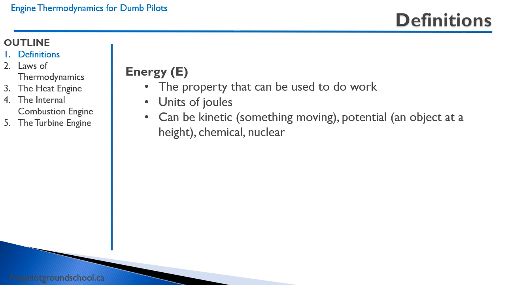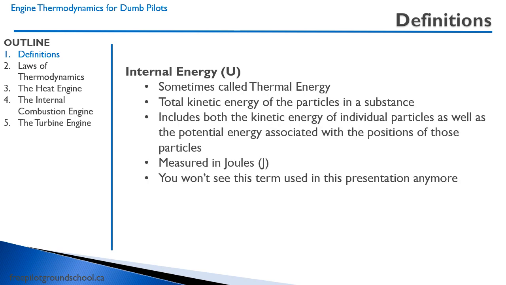Let's talk about energy. Energy is the property that can be used to do work. The unit is joules. We can have different types of energy. We can have kinetic energy, so something's moving. We can have potential energy, an object at a height that can be converted to kinetic energy. We can have chemical energy, nuclear energy, and then we can have internal energy, which is sometimes called thermal energy, and it's a type of kinetic energy.